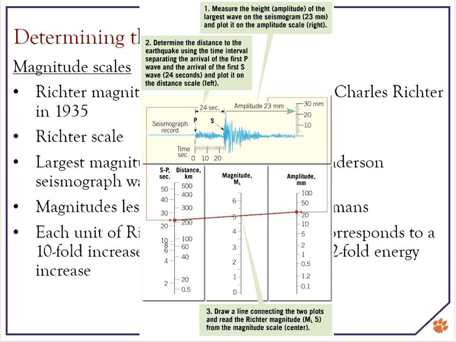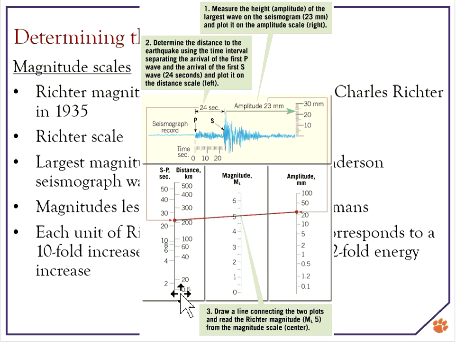Now let's learn how to use this Richter scale for identifying the size of an earthquake. Here we have this seismogram recorded by a seismograph. First package, we have P waves. The second package, we have S waves. We look at the very first arrival of the P wave and the very first arrival of the S wave. By looking at this time difference between P and S wave arrivals, we determine the distance to the earthquake.